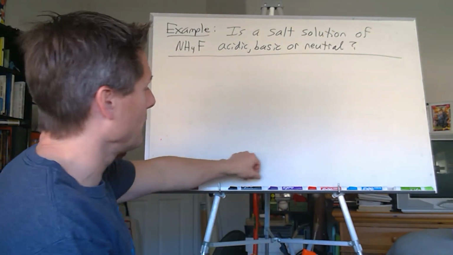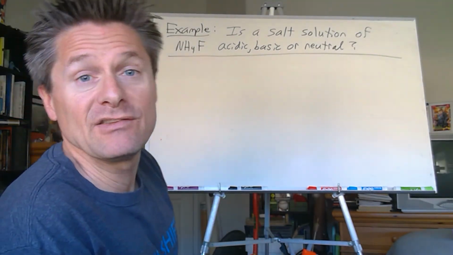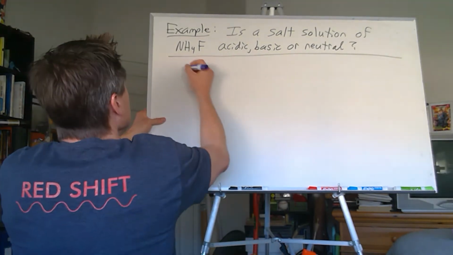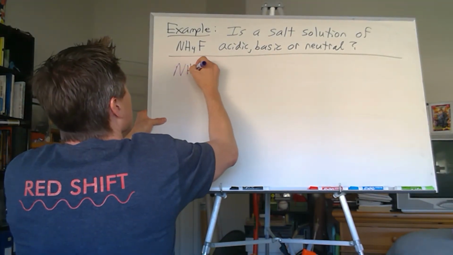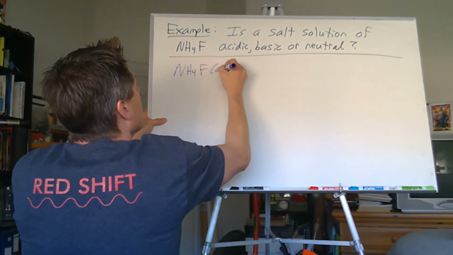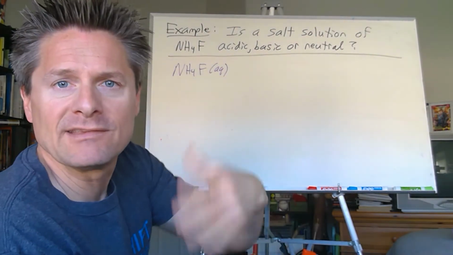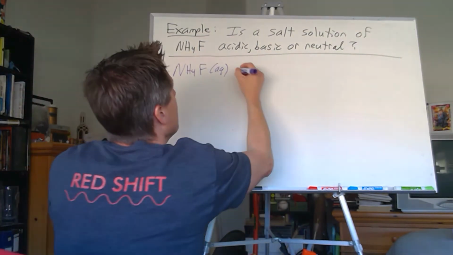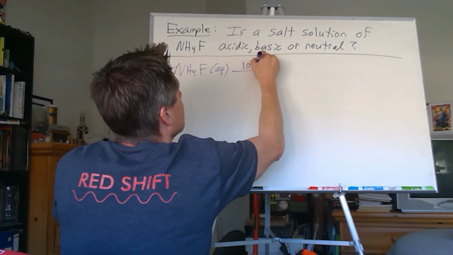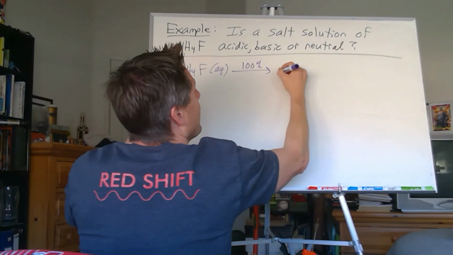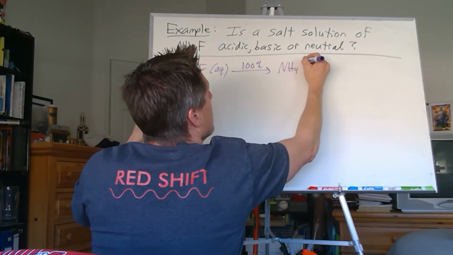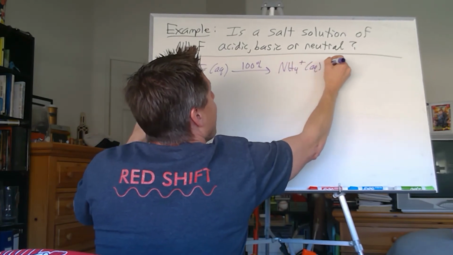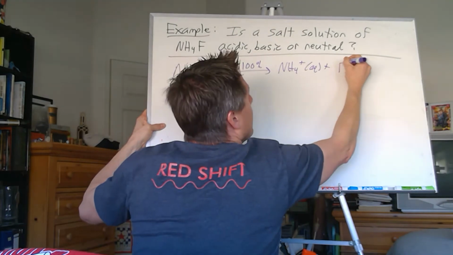All right, so give it a shot. While you're doing that, I will write these up on the board. Let me do the dissociation equation. So ammonium fluoride, once it dissolves, it's 100% soluble, so this is a strong electrolyte. So to 100% extent, that's going to break up into the cation, the ammonium ion, and the anion, the fluoride ion.